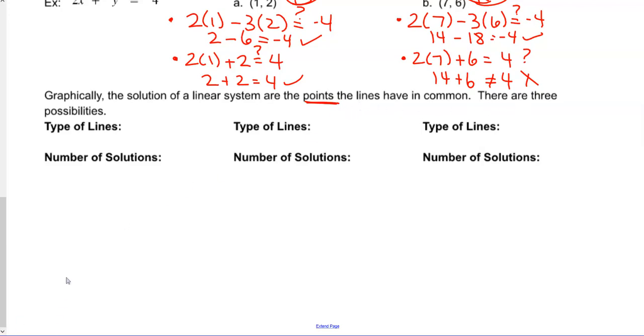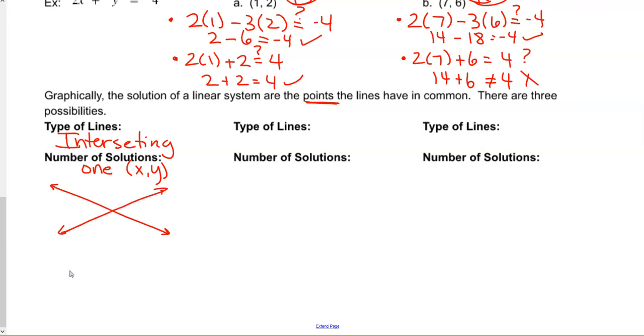There are 3 possibilities. Now I'm going to start with intersecting lines because most of the time this is what we're looking at, and the number of solutions will be 1. It is going to be an ordered pair. And when I have intersecting lines, what happens is that they cross at a point. The solution is the point of intersection. That's the point that satisfies both lines. Okay, so this is the intersecting case. I can't spell, I need a C in there.